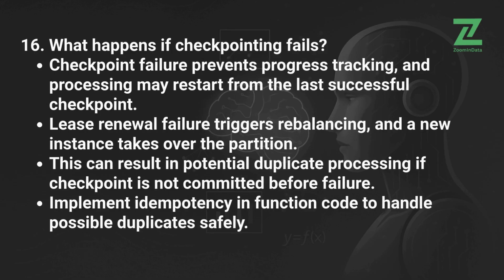16. What happens if checkpointing fails? Checkpoint failure prevents progress tracking, and processing may restart from the last successful checkpoint. Lease renewal failure triggers rebalancing, and a new instance takes over the partition. This can result in potential duplicate processing if checkpoint is not committed before failure. Implement idempotency in function code to handle possible duplicates safely.